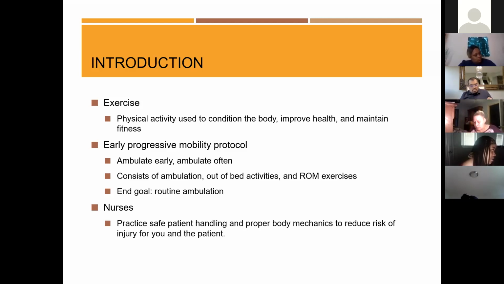For you as the nurse, please make sure that you are utilizing proper body mechanic techniques to make sure that you don't get injured and that your patient doesn't get injured as well, okay? You'll see in one of the videos that I have in here, the nurse is doing great body mechanic technique. Save your backs, make sure you don't injure yourself or your patient while you're trying to offer exercise or ambulate them, okay?